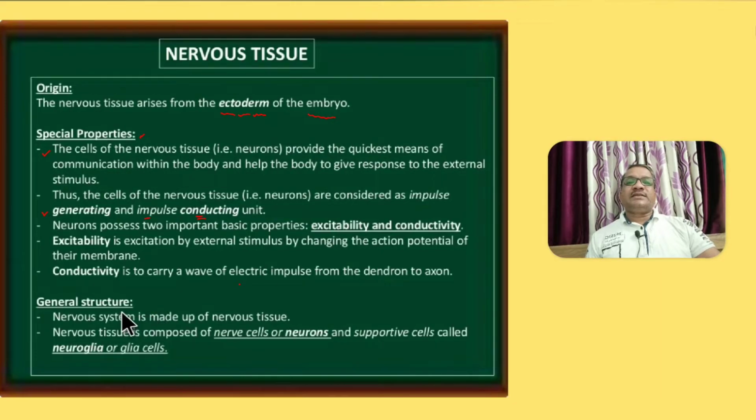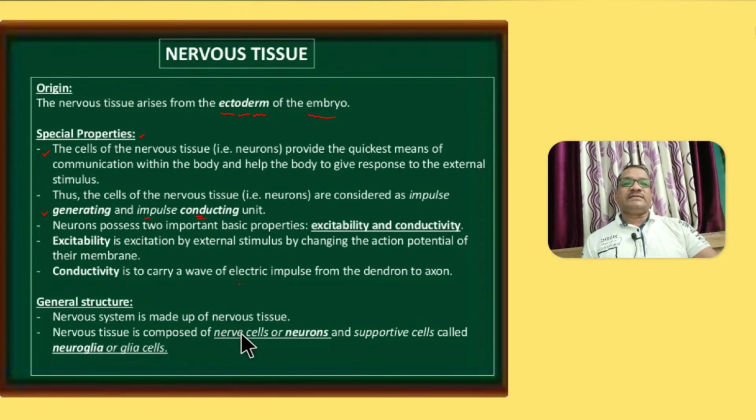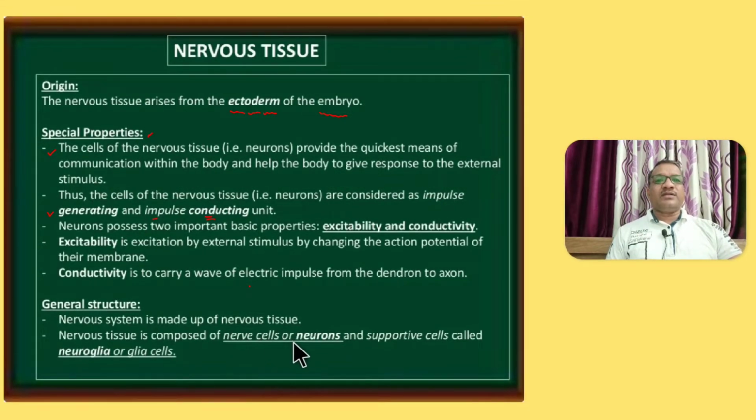Next is the general structure. Nervous system. Within our body there are different types of systems, and one of them is the nervous system, and the nervous system is made up of nervous tissue. This nervous tissue is composed of nerve cells, that is neurons, and supporting cells called neuroglia.